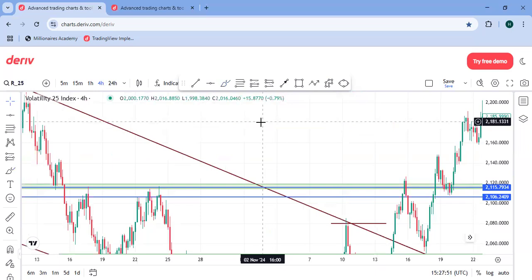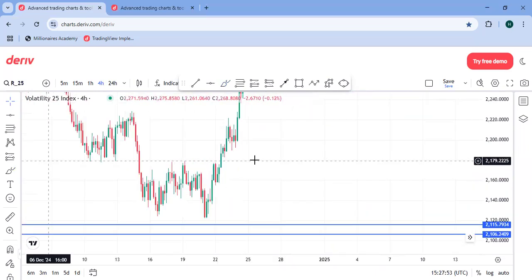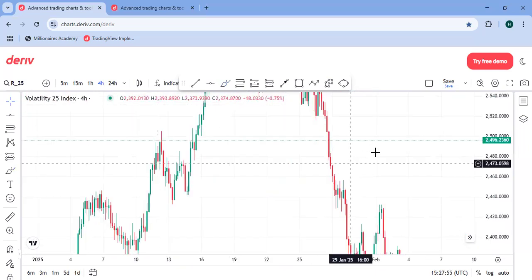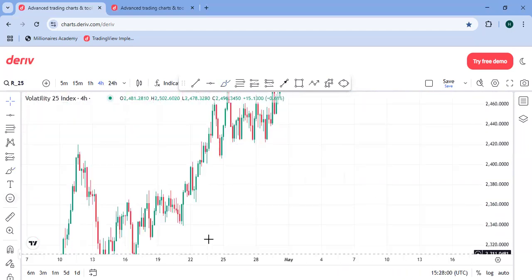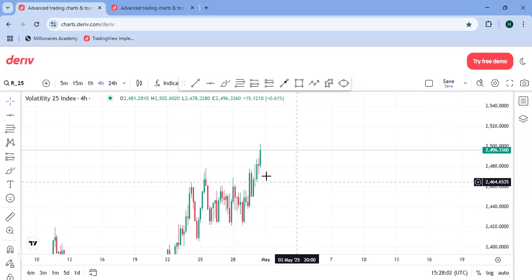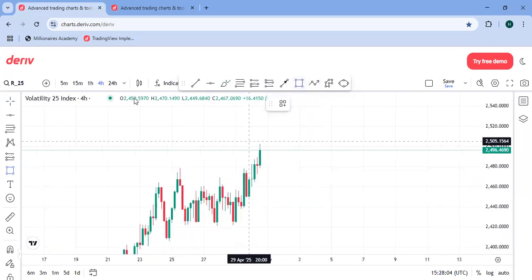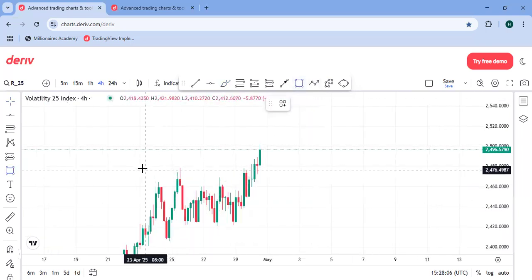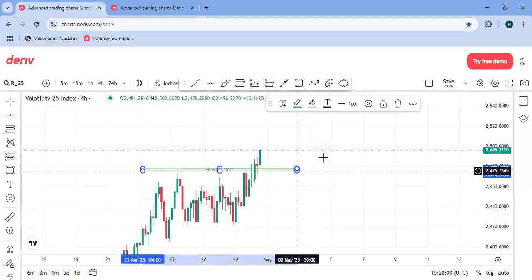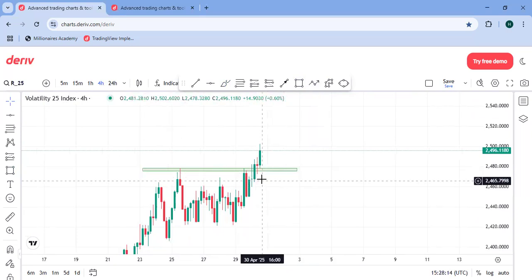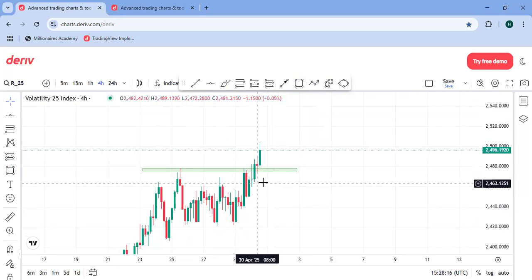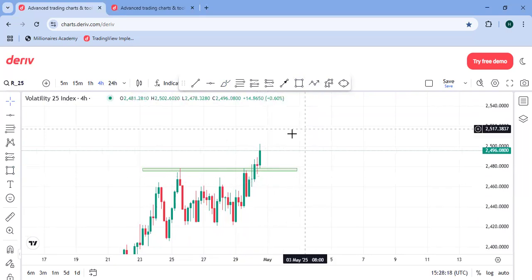When I teach you, I like teaching you what I do. For example, this particular pair here, this morning, let me get there. Okay. See, let me show you something. This morning, I marked this zone. I think it was around here. So the market, oh, was it here?